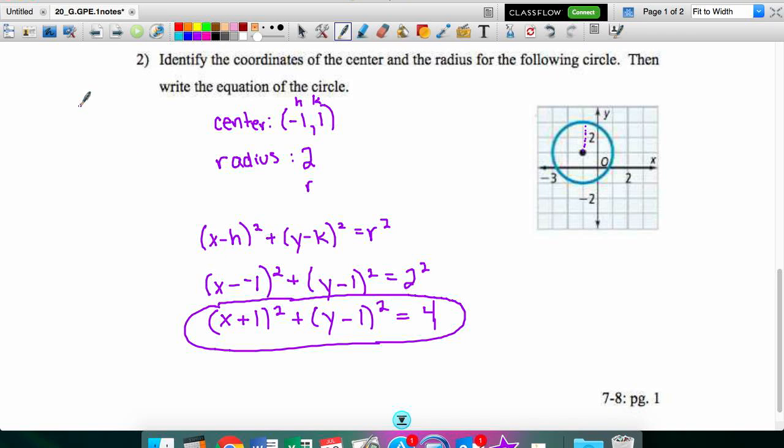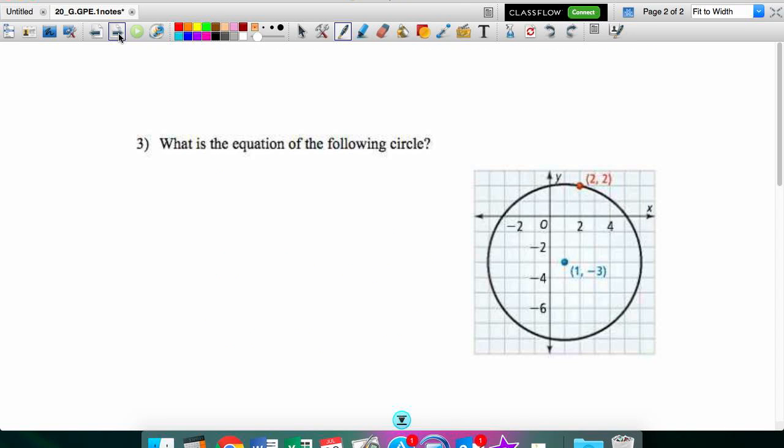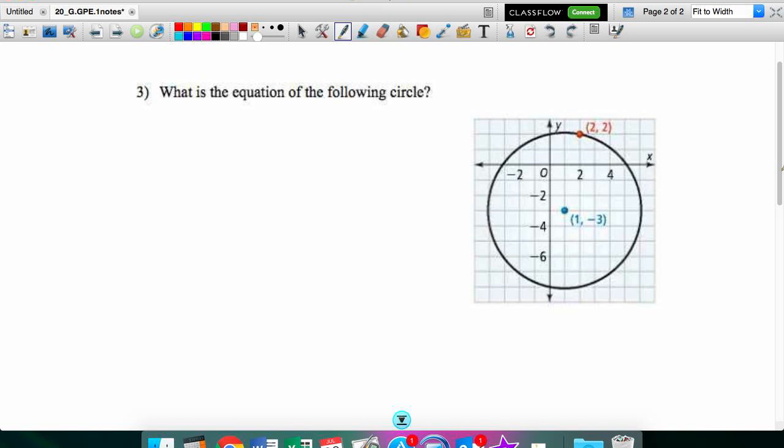Okay, let's look at our most complicated example. Number 3. What is the equation of the following circle? Now I know you might be thinking, hey, this is the exact same thing as it was on our last problem. Why is this more complicated? Well, you'll see. Our center is going to be 1, negative 3, that blue dot right in the center of the circle. So that wasn't more difficult. H, K. However, our radius is more difficult to find.